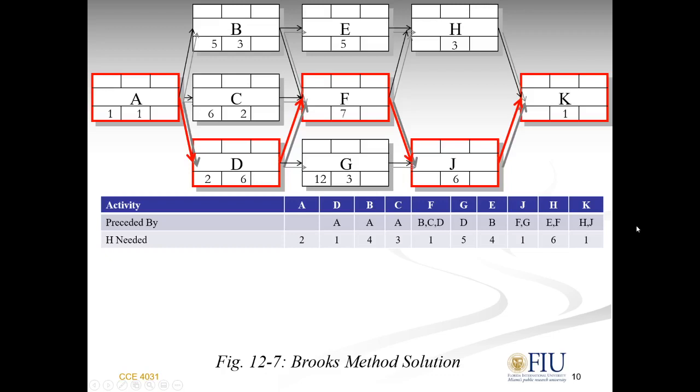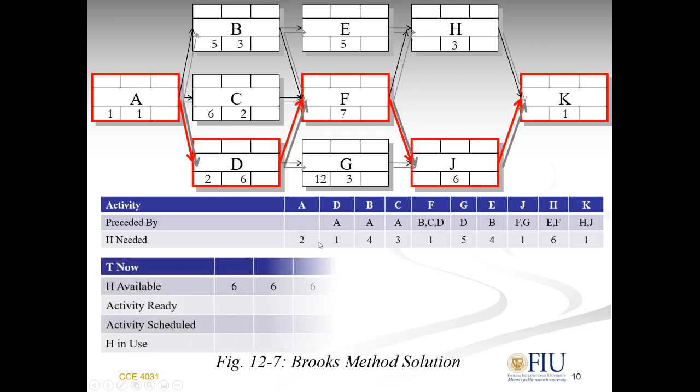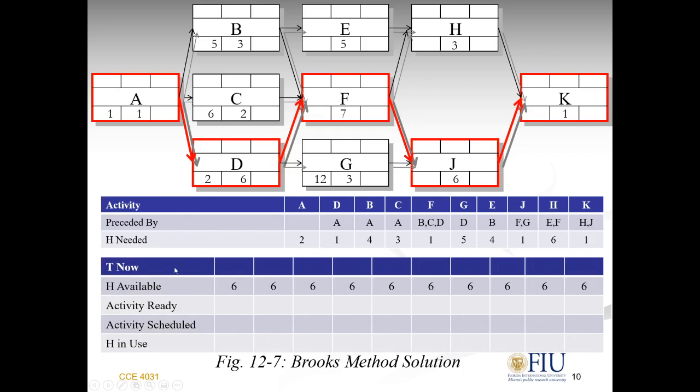So following up and continuing with the Brooks method, by now you know how to fill the activity cells in order based on the item values, and we have inputted the preceded by. Make sure that F is preceded by BCD, F has BCD, and so on. H needed is given, but remember that we might have another row here saying M needed, which is machines or machinery needed. That would be given, which means we have two resources to be watching for leveling.